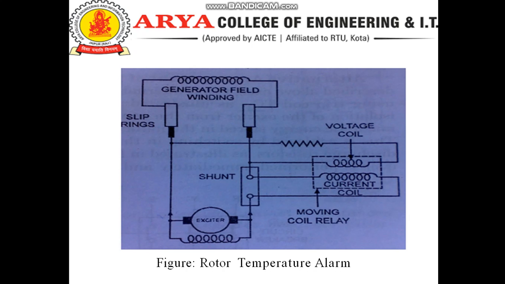This is the basic circuit diagram of the rotor temperature alarm, where we measure the temperature of the rotor conductors, or in other words the field windings, at different points, so we can send the signal to the trip circuit as shown in the figure.